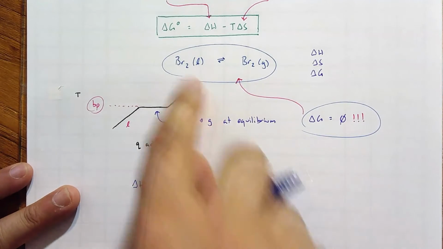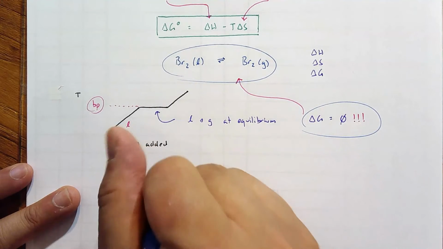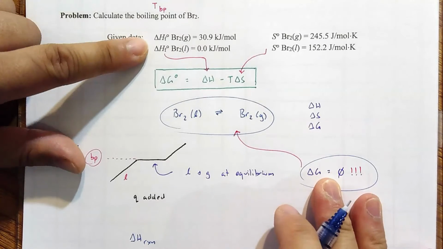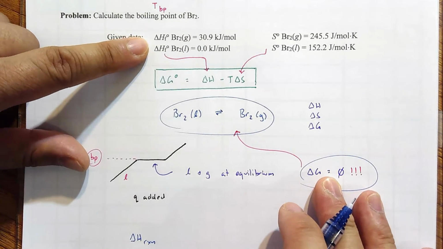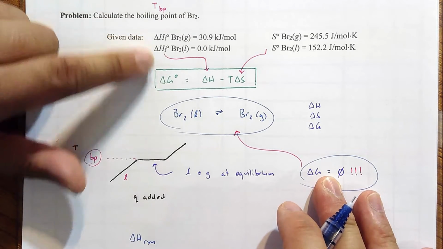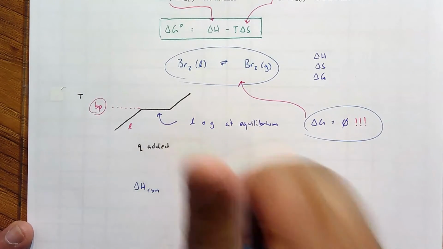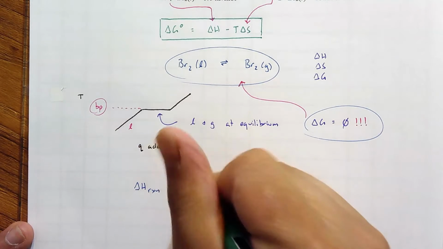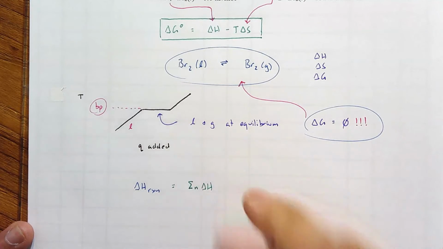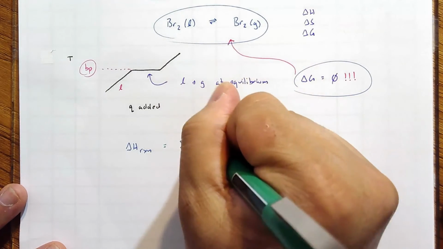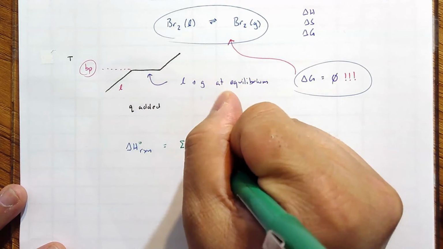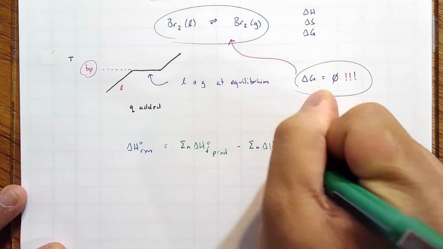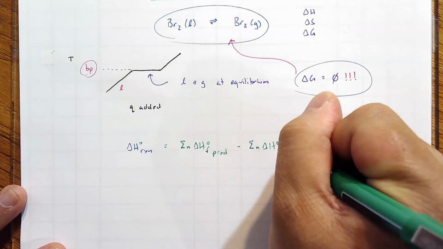Products minus reactants. So the delta H for this reaction, these are formations, but that we knew that. You get the delta H from the delta H of formations of each component. So if you really want to put the equation, it's this one: summation delta H of formation of the products minus summation delta H of formation of the reactants.